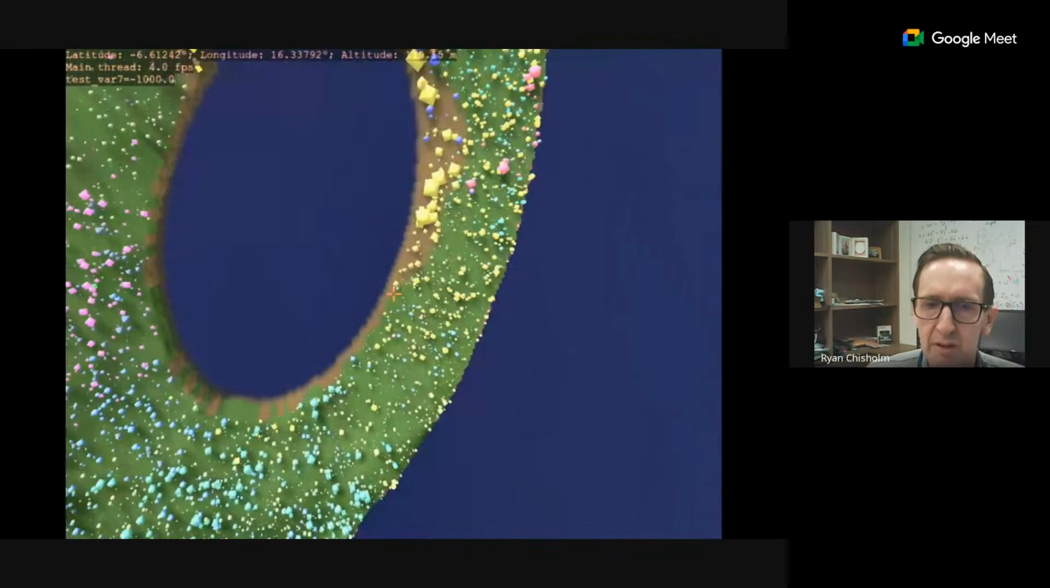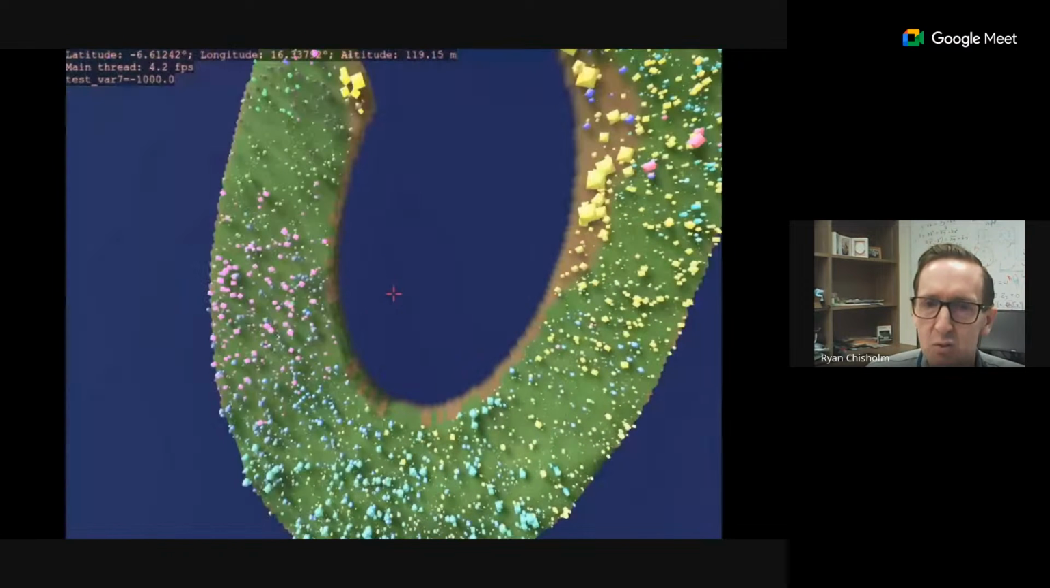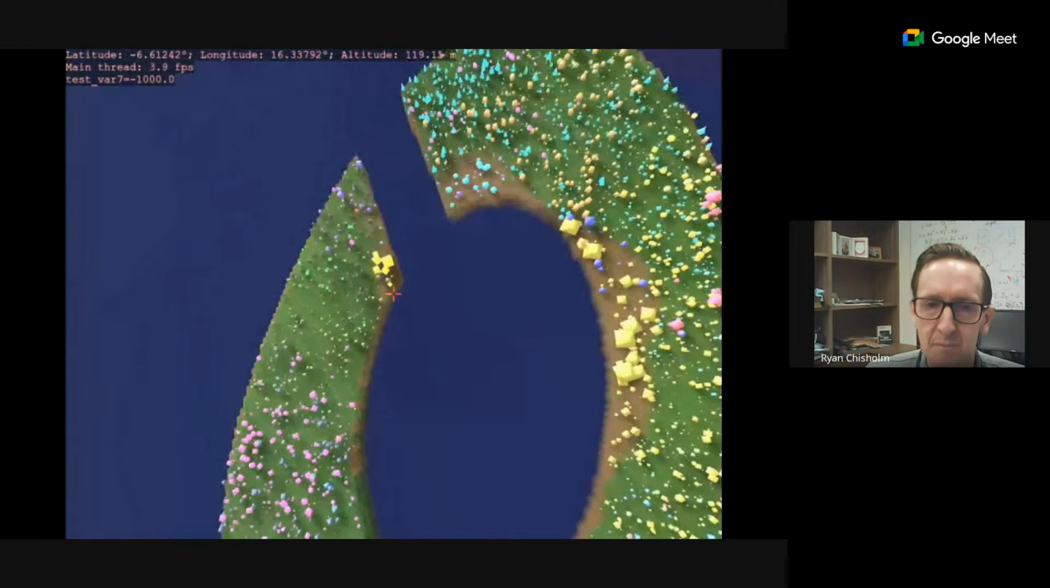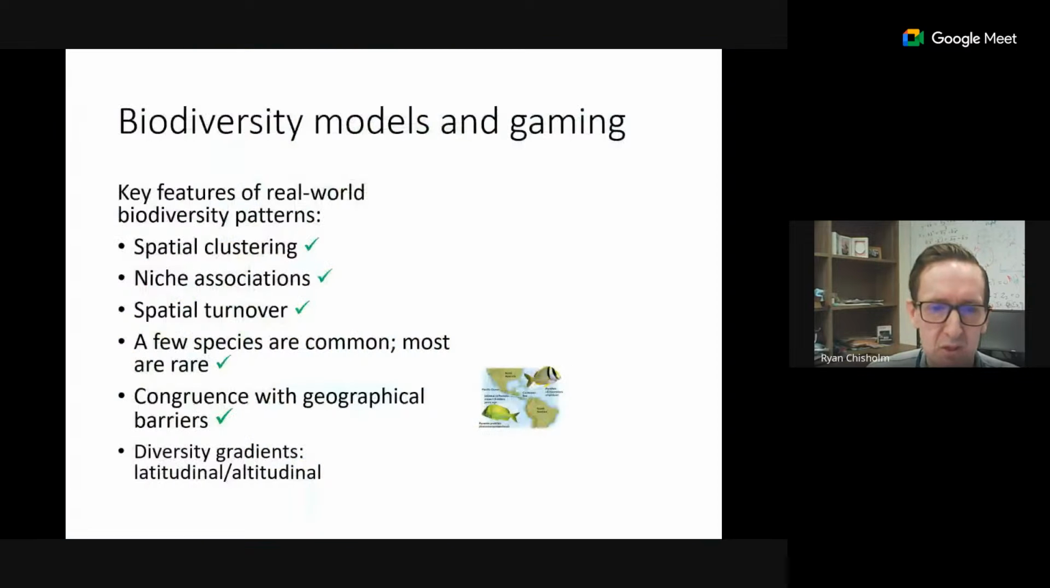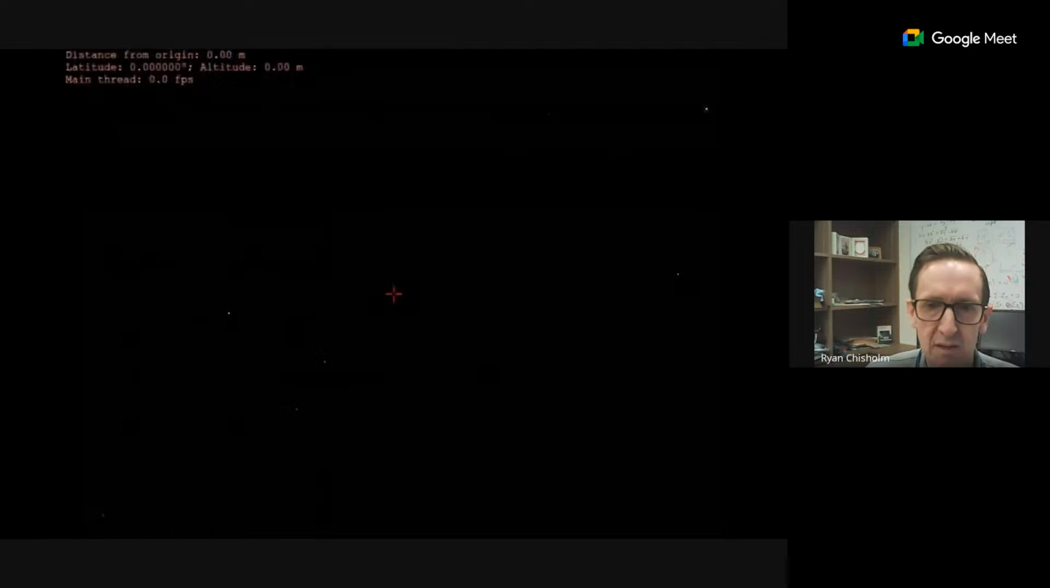So now there's more of a discrete difference across that water gap because it's acting as a barrier to dispersal, right? And of course, this is all done at runtime, and it's all based on these simple ecological models with the terrain being used as input. Okay, so we get the congruence with geographical barriers, diversity gradients.